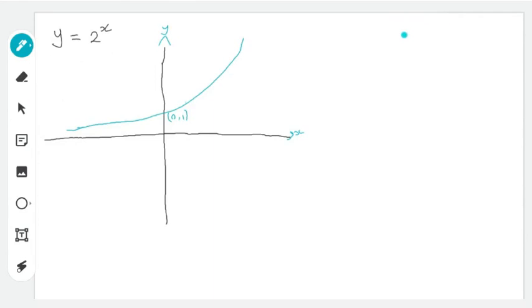So the y-intercept is 1. The asymptote is the equation y equals 0. Or, if you like, the x-axis. Probably better to say y equals 0, but I think it's good to remember both. So we can see that there.